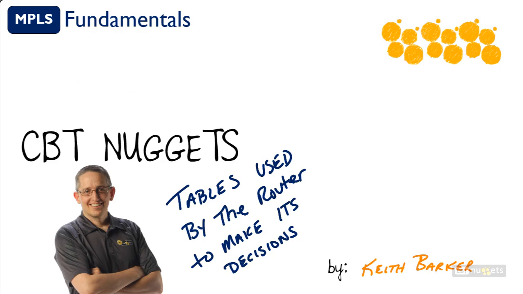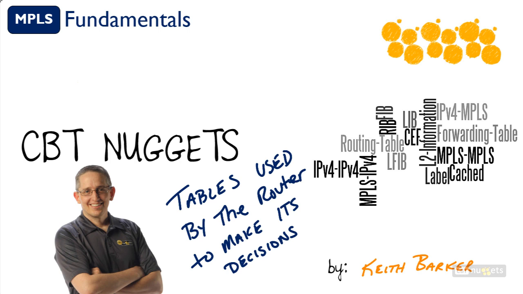There's a lot of information that goes into a router so it can make a final decision regarding the forwarding of a packet. And in this video, we're going to investigate some of those sources of information and some of the tables that a router would use to make those decisions.